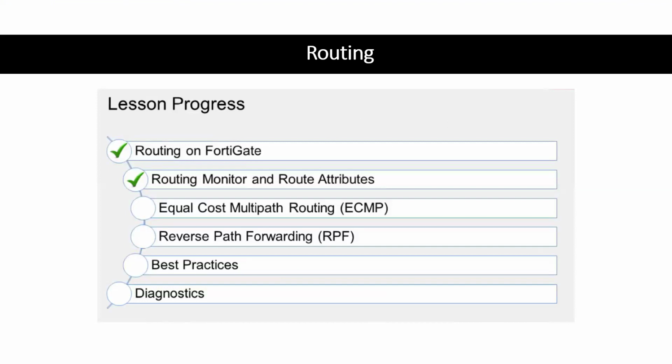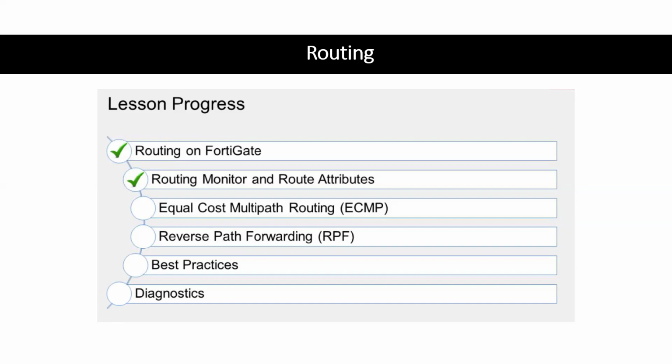First question. The priority attribute applies to which type of route? Is it A, static, or B, dynamic? A, static. Okay, that's correct.